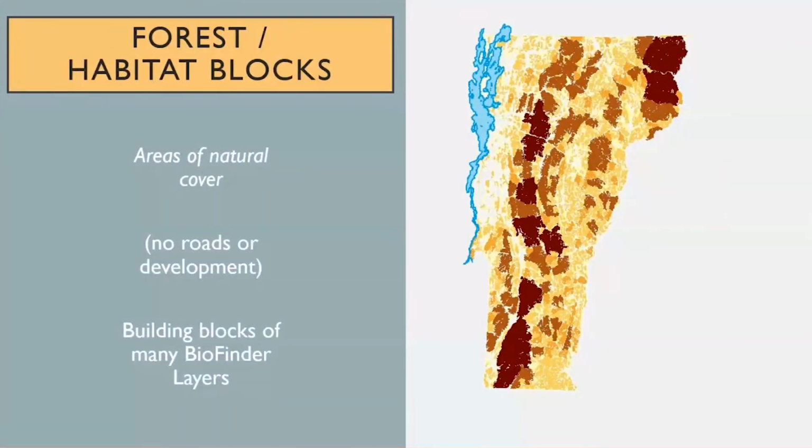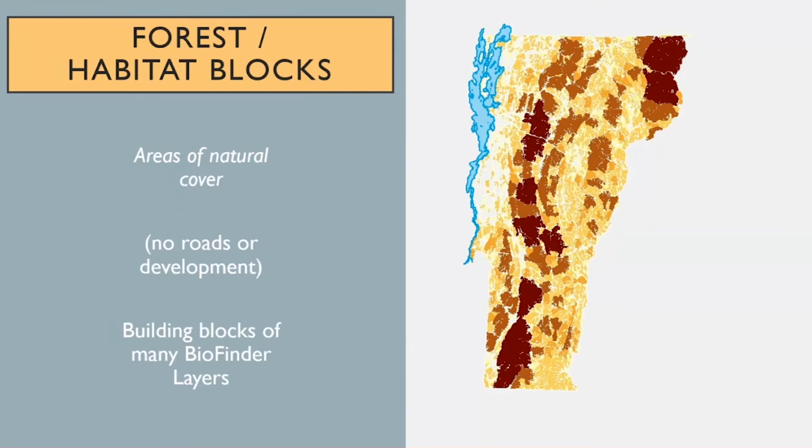So Andy introduced this concept of the forest block, these areas of natural cover surrounded by roads and development. And he showed you this image before of the blocks coded by size, with the darkest blocks being bigger and the smallest blocks being smaller. And so this concept of the forest block is the starting place of the BioFinder website and the Vermont conservation design data that's shown on the BioFinder website.